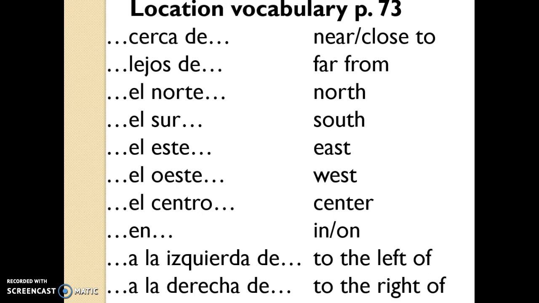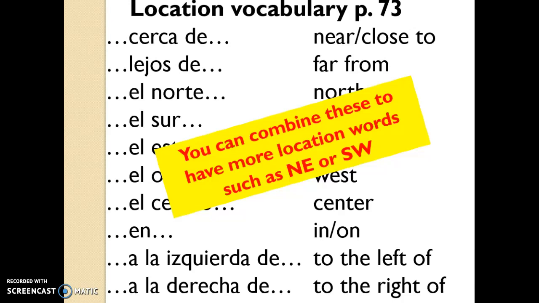Now, these are the vocabulary, but you can combine them because I could say that my car is to the left of the bank and to the right of the park. Okay, so it could be basically saying in the middle of. Or I could combine and say northeast, el norte este, or southwest, el sur oeste. Or I could say in the center, en el centro. So you definitely can combine these. So although there are 2, 4, 6, 8, 10 phrases, you can combine them and make into more words.